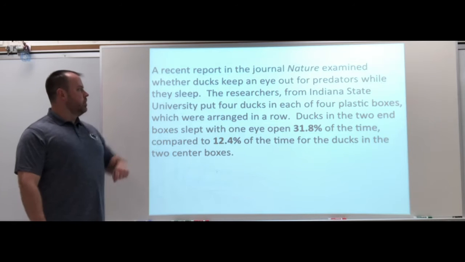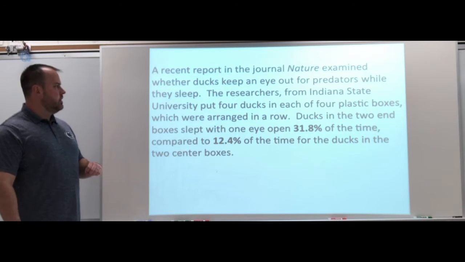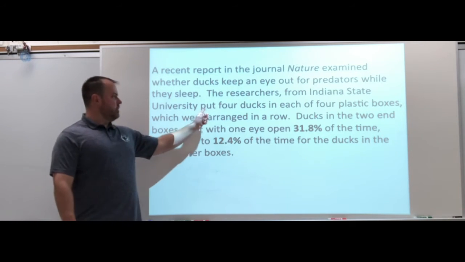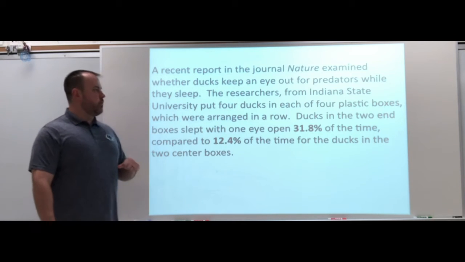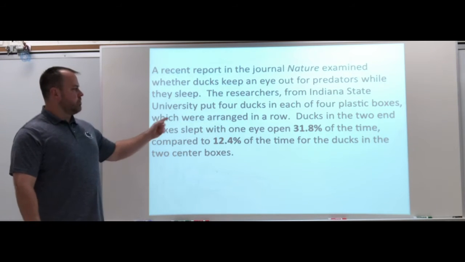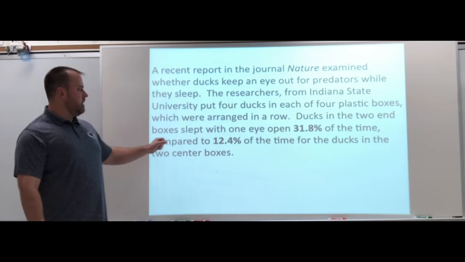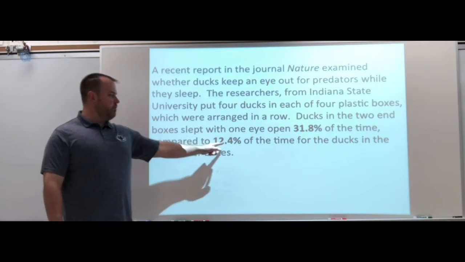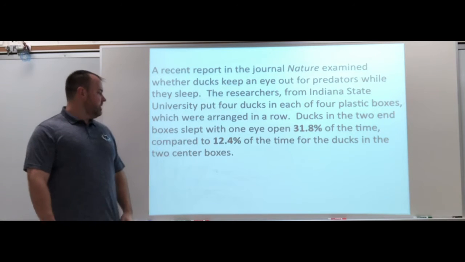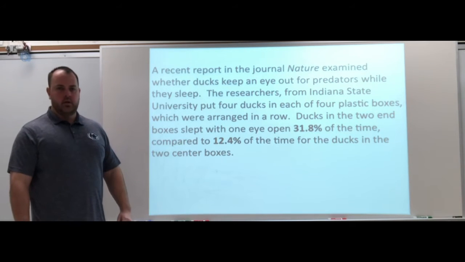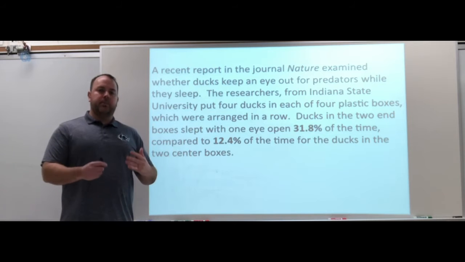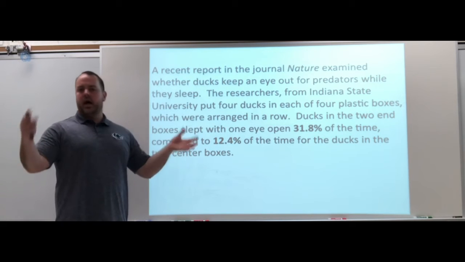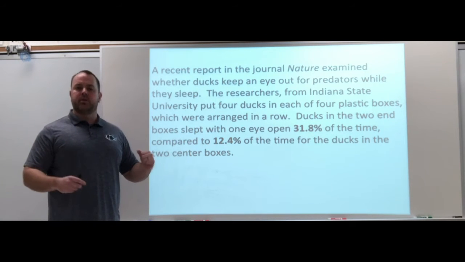Okay, so here we're looking at research done on ducks. Okay, what it says is the university put 4 ducks in each of 4 plastic boxes, which were arranged in a row. Ducks in the 2 end boxes slept with one eye open 31.8% of the time, compared to 12.4% of the time for the ducks in the 2 center boxes. Okay? So our population here is all ducks. We want to know, how do ducks sleep? Do they sleep with one eye open, yes or no?